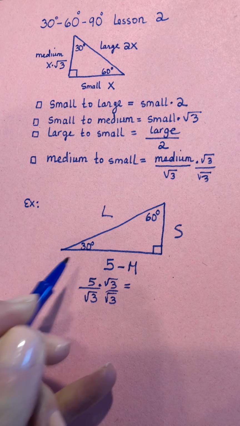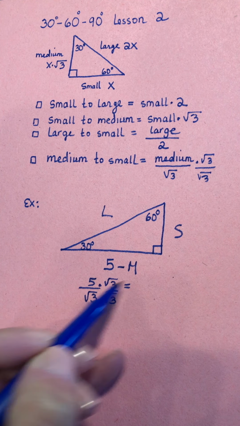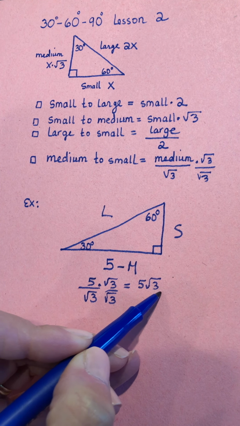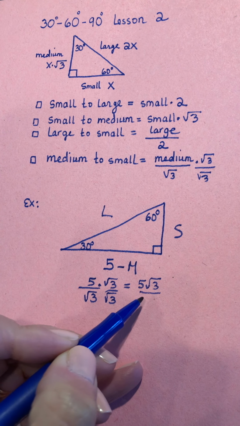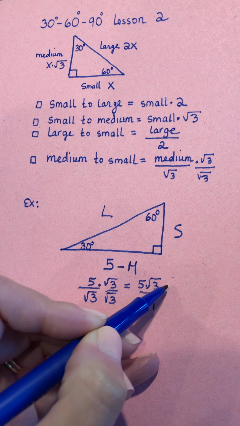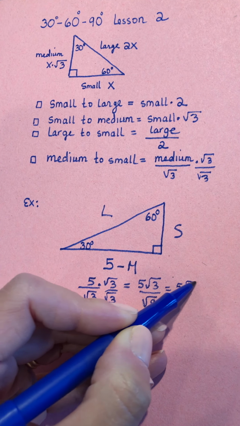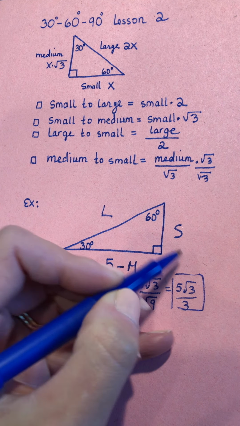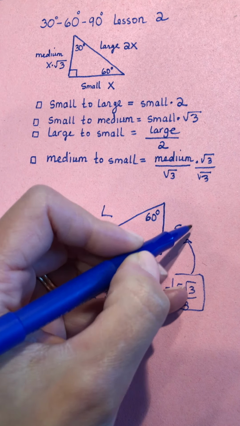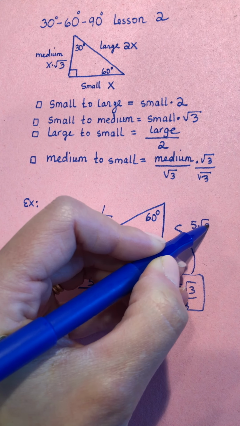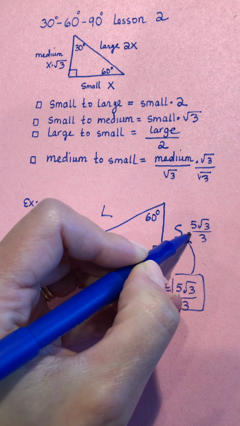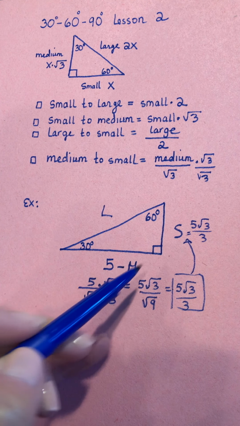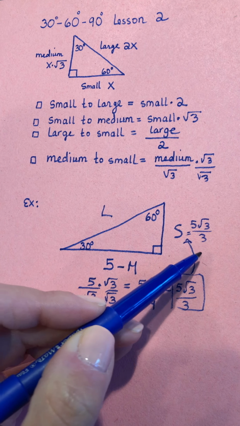Numbers multiply numbers, radicals multiply radicals. The numerator is 5 root 3. The square root of 3 times the square root of 3 is the square root of 9, but you guys know that that's really just 3. So my small side is 5 root 3 over 3. I took my medium side and I divided by root 3, multiplied by root 3 over 3.